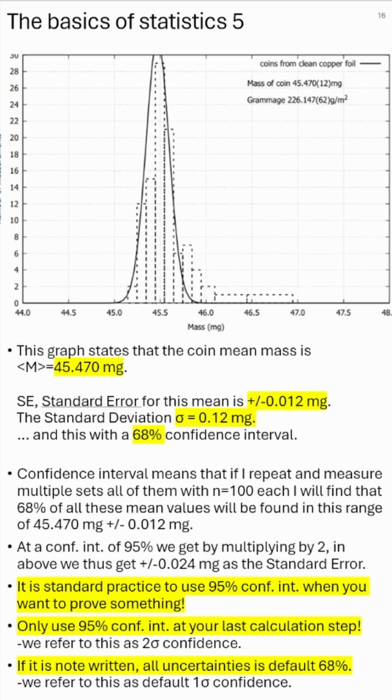The basics of statistics 5. So we have the same histogram graph of the uncoated coins, and the mean value here is 45.470 milligram. Its standard error is, as I said earlier, 0.012 milligram, and the standard deviation becomes 10 times larger, 0.12 milligram. And when we write numbers like this, then we are using something called a 68% confidence interval.